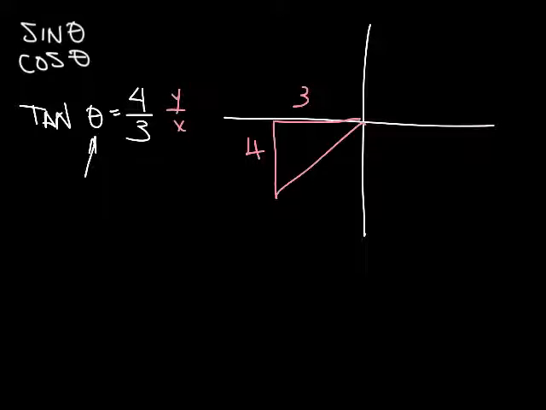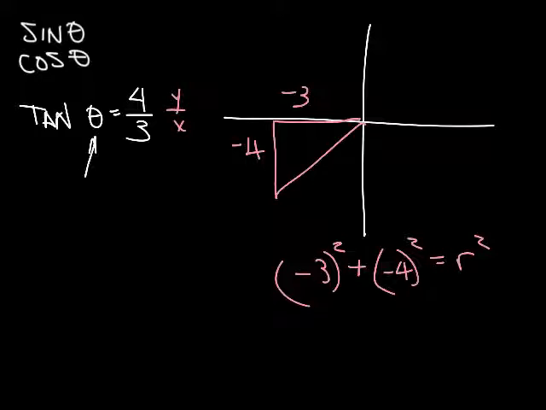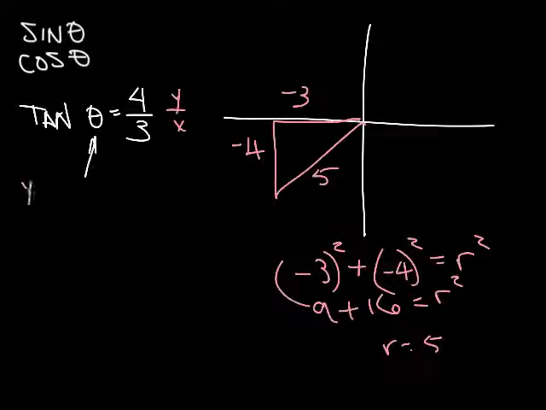What do I also know? I know that in the third quadrant my x and y are both negative, and I don't know what my r is. I know it's positive, but we're going to use Pythagorean to find out what my r is. So negative 3 squared plus negative 4 squared equals r squared. So 9 plus 16 equals r squared. Keep going and find out r is 5. So I know y is negative 4, x is negative 3, and r is 5.